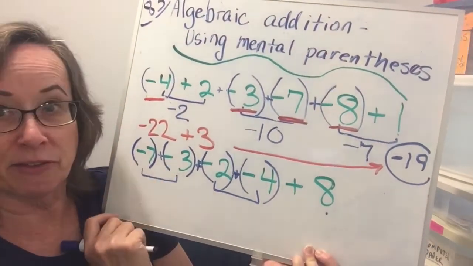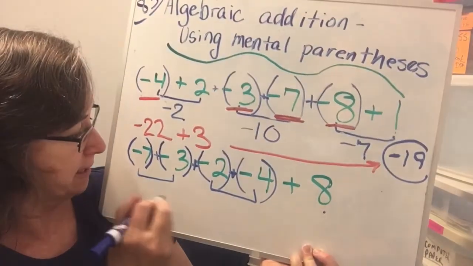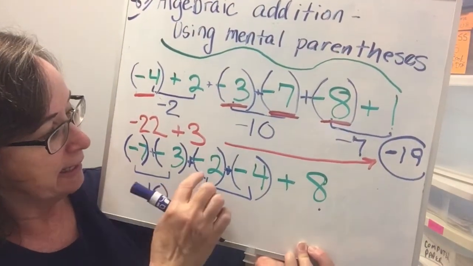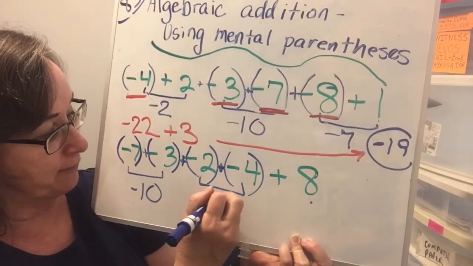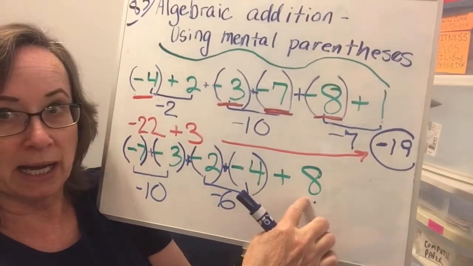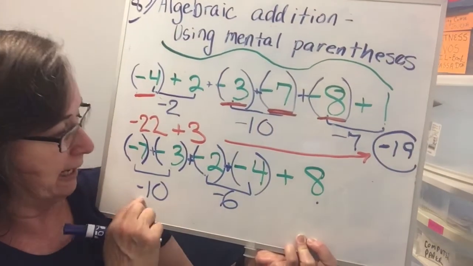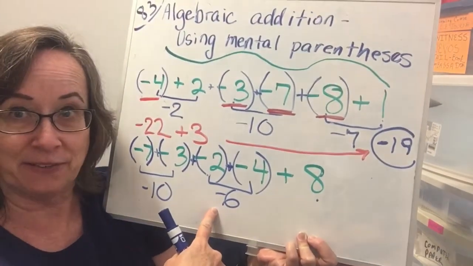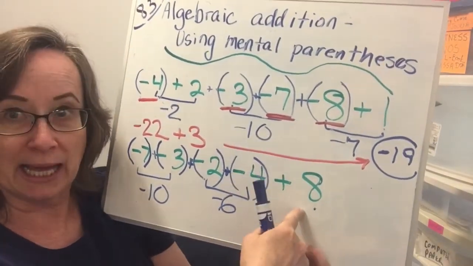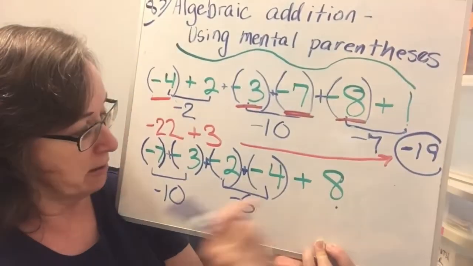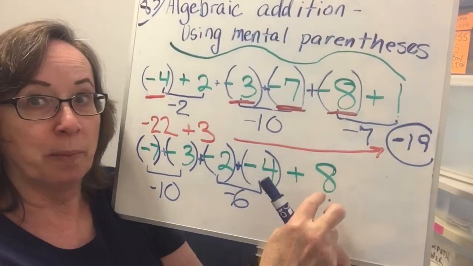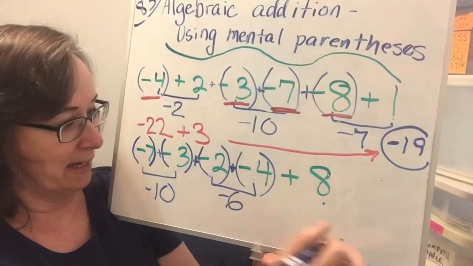Negative 7 and negative 3, same sign, add. Take the common sign, that's a negative 10. Negative 2 and a negative 4, same sign, add. Take the common sign, that's a negative 6. And then we have a positive 8. So negative 10 and negative 6 is a negative 16 plus the 8, opposite sign, subtract. Take the sign of the greater. So we get negative 16 plus 8 is negative 8.